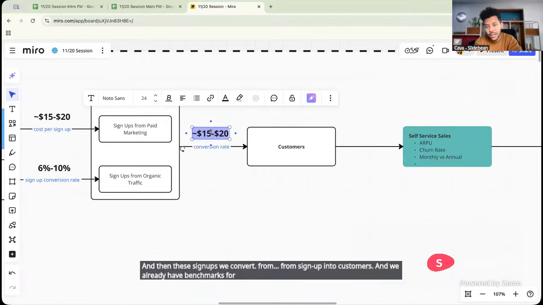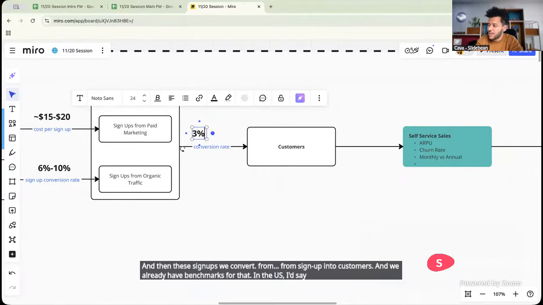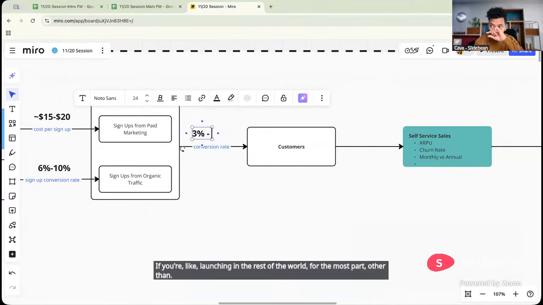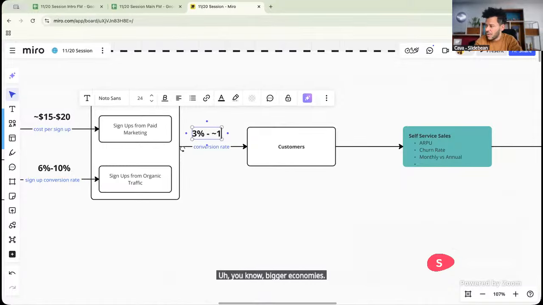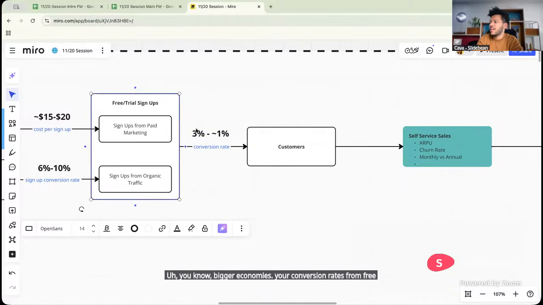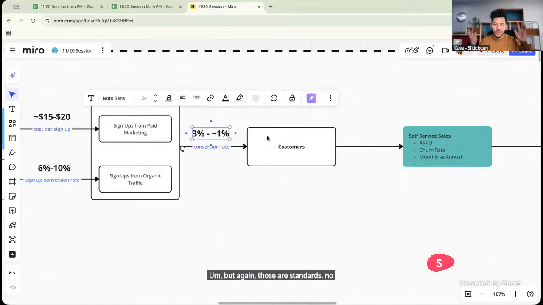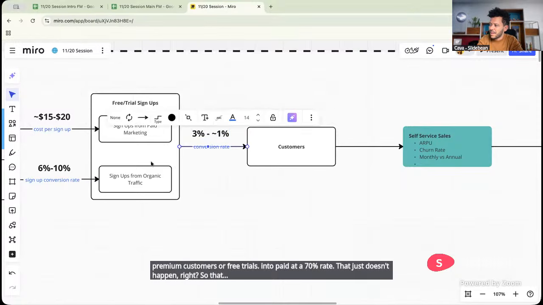In the US, I'd say a good conversion rate is around 3%. If you're launching in the rest of the world, for the most part, other than bigger economies, your conversion rates from free, assuming there's a free trial, to paid is probably going to be about 1%. But again, those are standards. No platform converts freemium customers or free trials into paid at a 70% rate. That just doesn't happen. So that proportion is important.